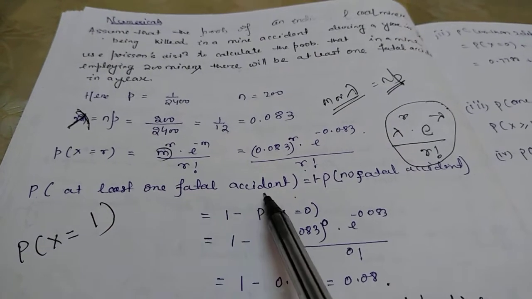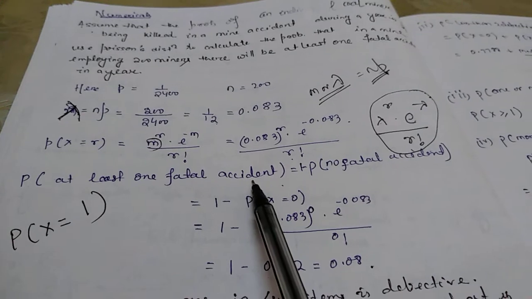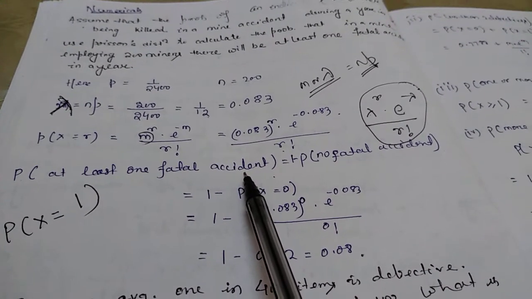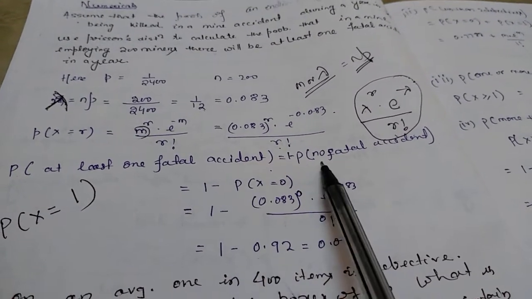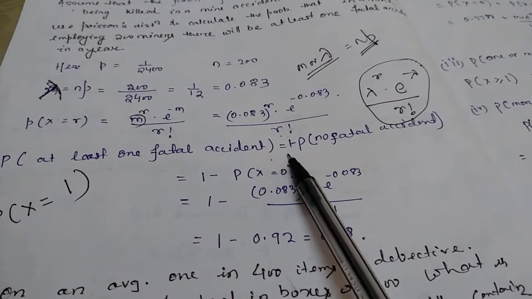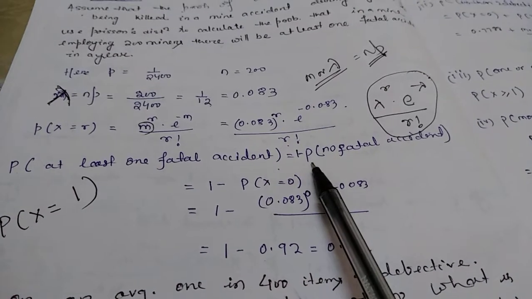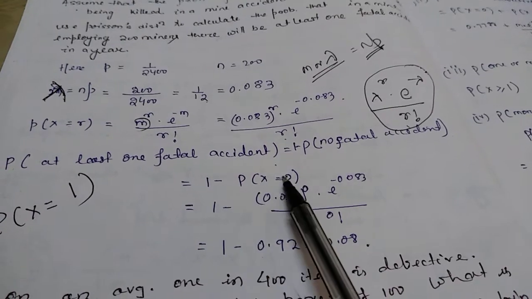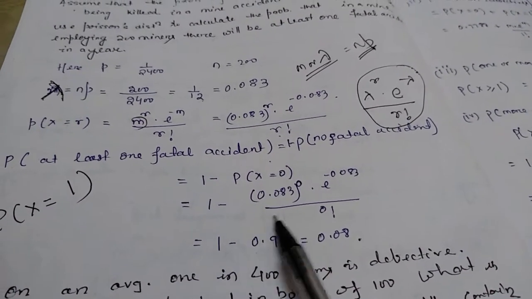Probability of at least one accident. At least one means it may be 1, maybe 2, 3, 4, 5, 6, up to 200. So it is very difficult to calculate this one. We will calculate this in a complementary way. That is 1 minus probability of no fatal accident. So probability of no fatal accident means probability of x is equal to 0. First you calculate this one, then take its complement, that is 1 minus probability of x is equal to 0.